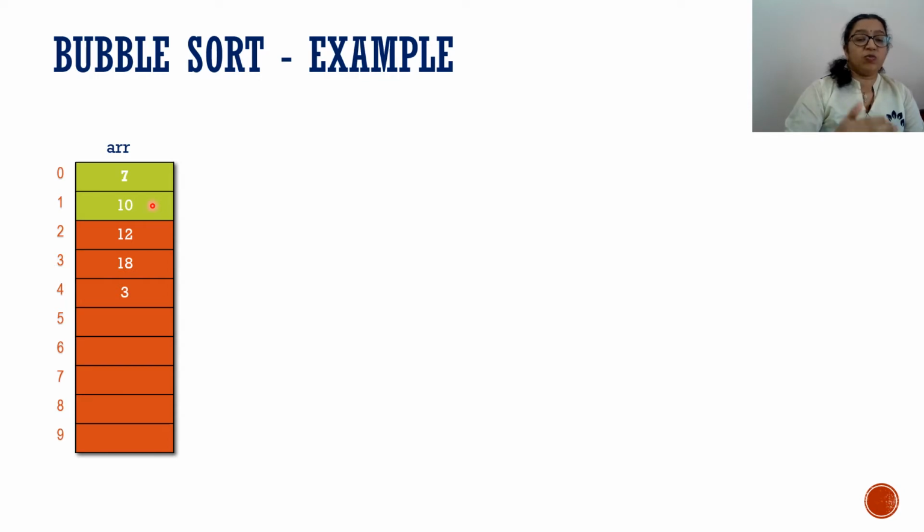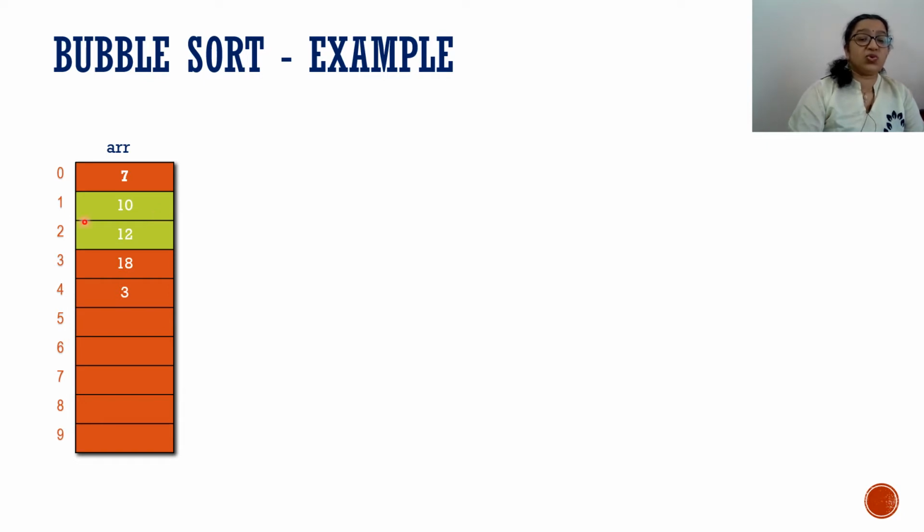Now we want to move to the second one. Second is 1 and 2 we want to compare. Index number 1 and index number 2. 10 and 12 we are comparing. Okay, but it is in order only. See, 10 is the smaller one compared with 12. So we don't want to swap it. So we can keep it in the same position itself.